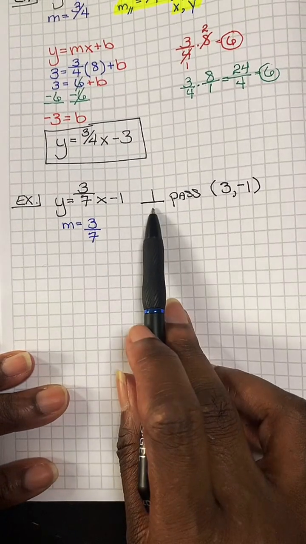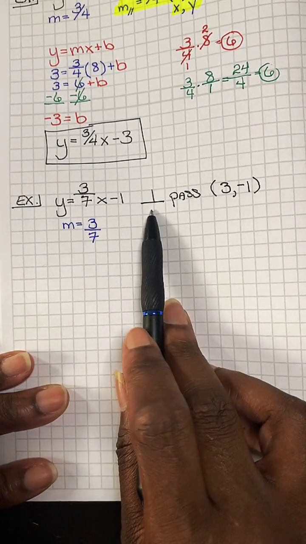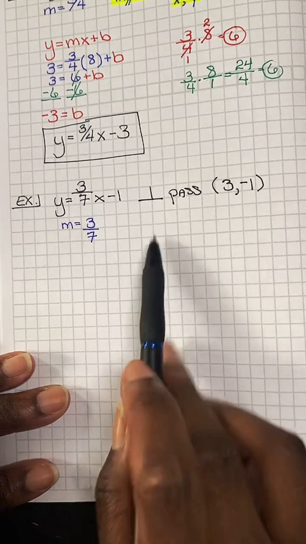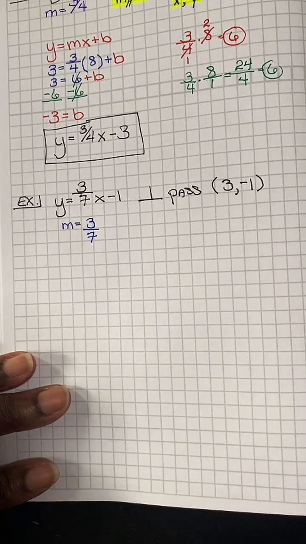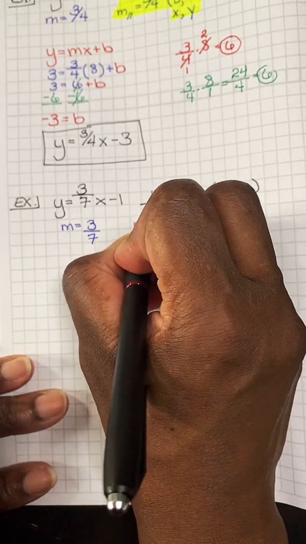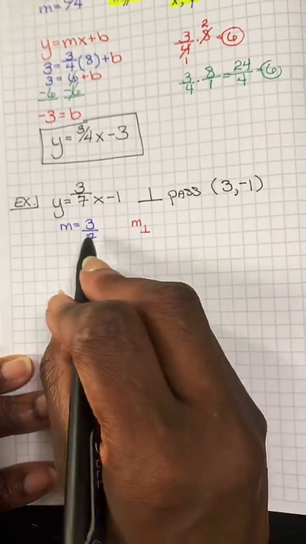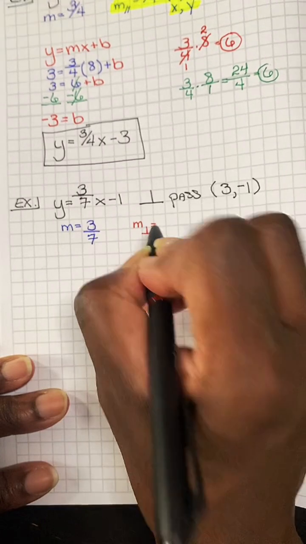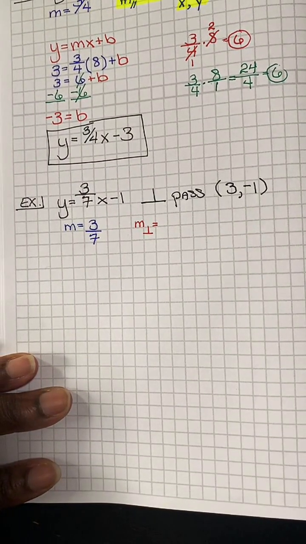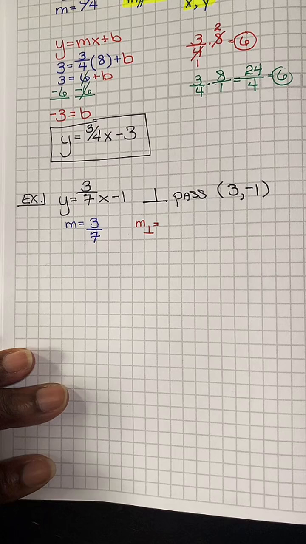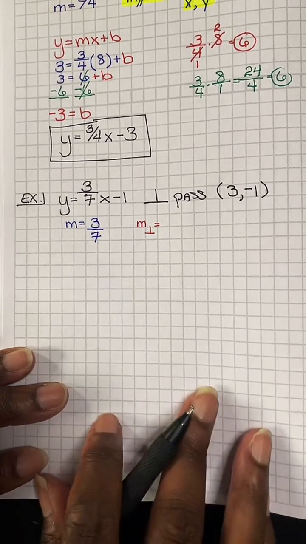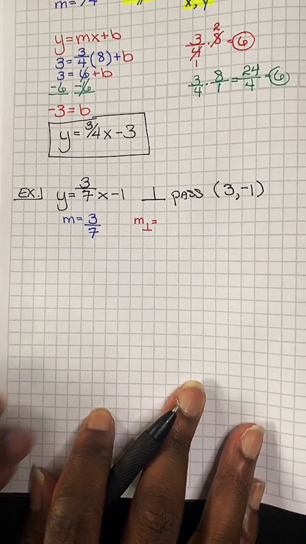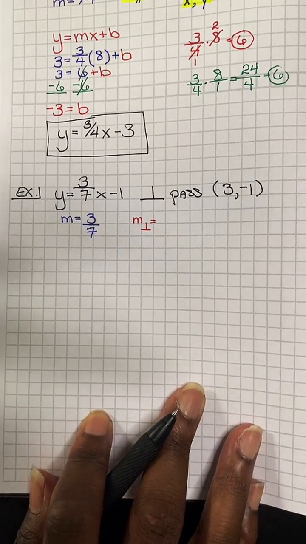So, for perpendicular, what will be my slope for a perpendicular line? If my original slope is 3/7, what will be my perpendicular? Hey, thanks for the follows and the gifts. My goodness, guys. All right, what do you think? Put it in the chat. What do you think?